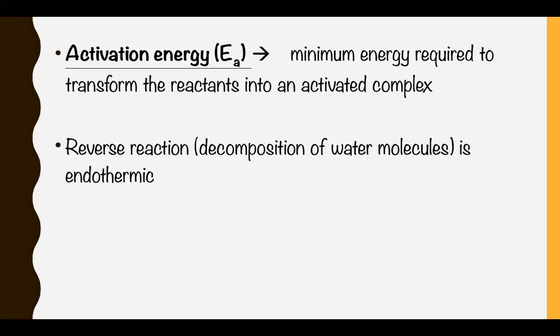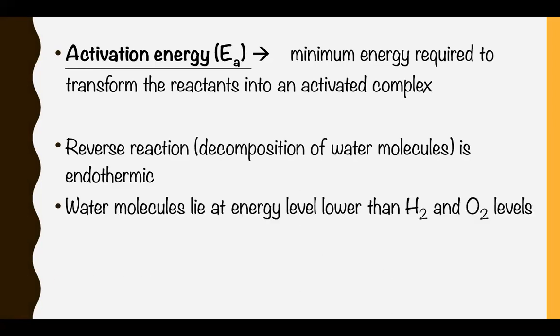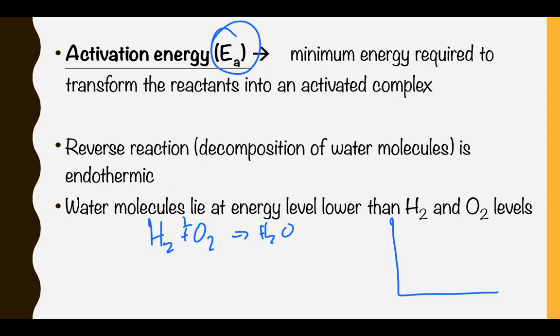So if the forward reaction is exothermic, then the reverse reaction is endothermic, because in the example of the formation of water, the water molecules are at a lower energy level than hydrogen and oxygen. So if we look again at H2 plus a half O2 yields H2O, plus 285.8, because it's exothermic, that means that the reactants have more energy than the products.